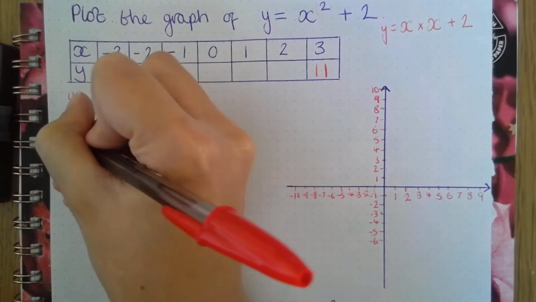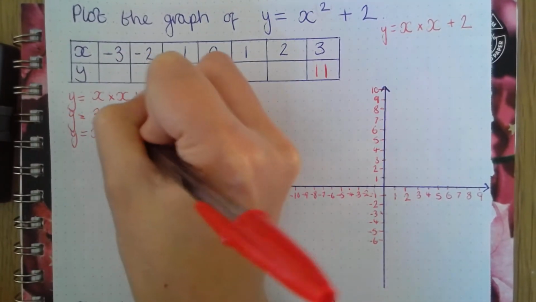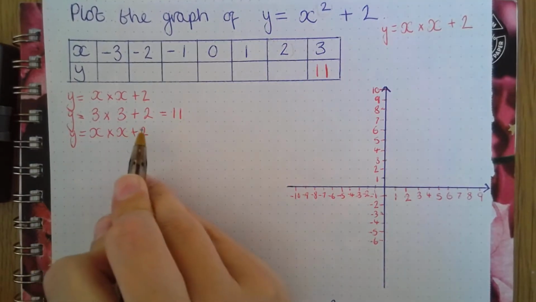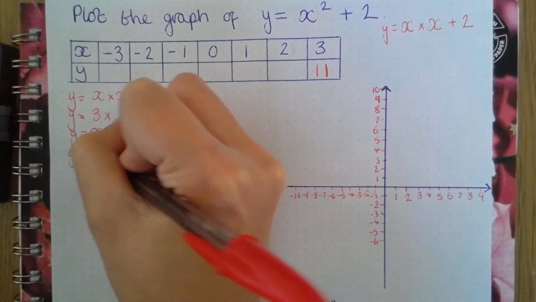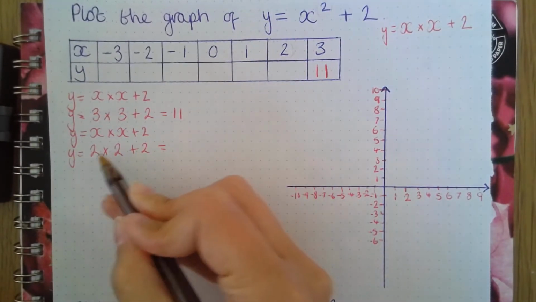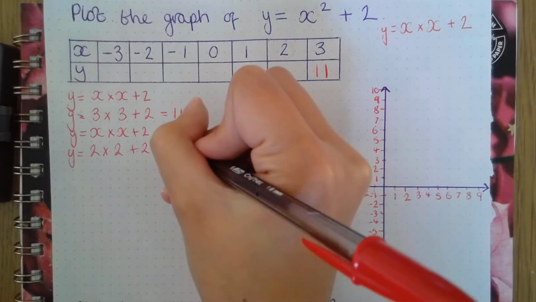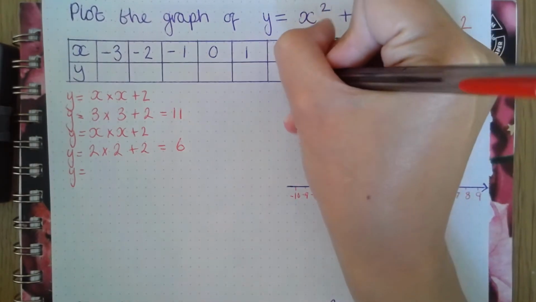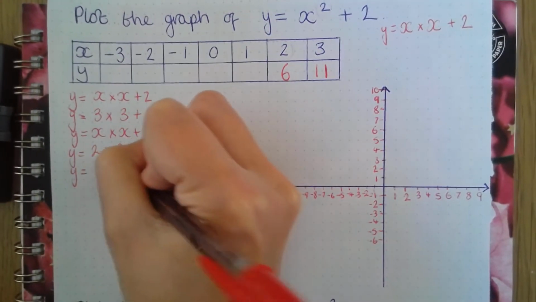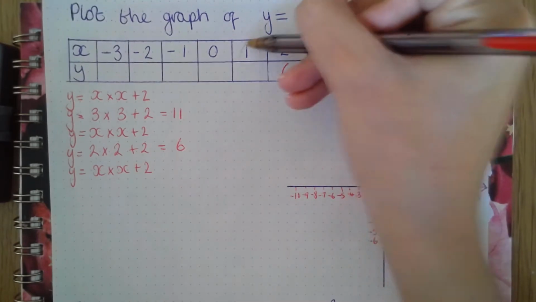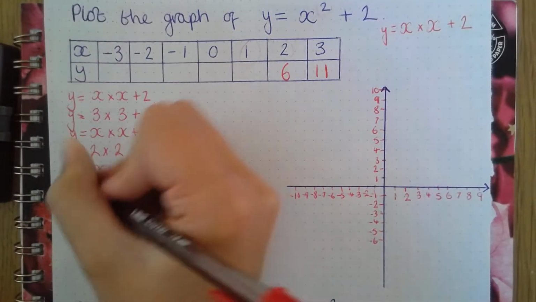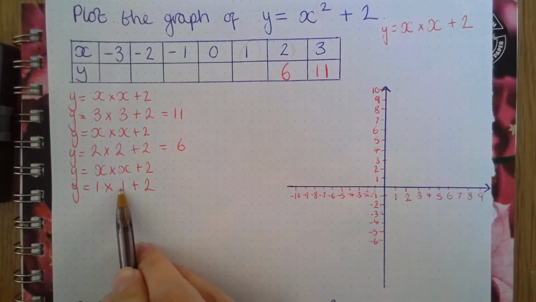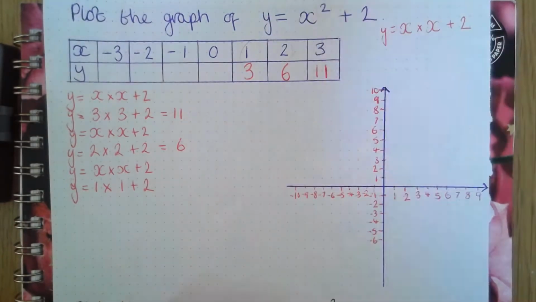Then we've got x times x plus 2, but we want to use x is 2 this time. So instead of x times x plus 2, we've got 2 times 2 plus 2. So 2 times 2 is 4, plus 2 is 6. Okay, next one. So I can write 6 up here. So x times x plus 2, we're going to use when x is equal to 1. So we've got 1 times 1 plus 2. Well, 1 times 1 is 1, plus 2 is 3.